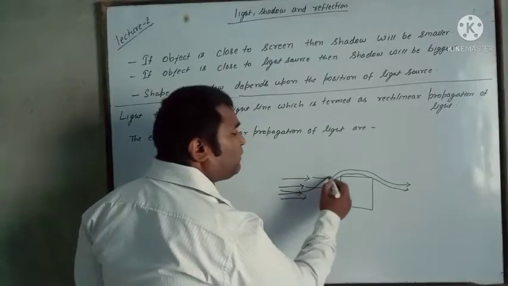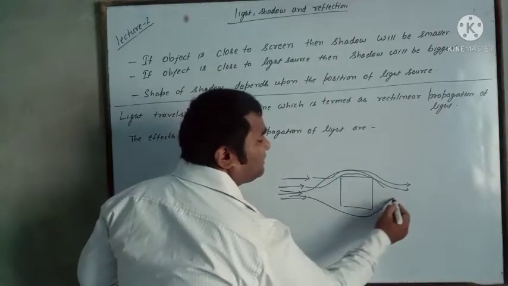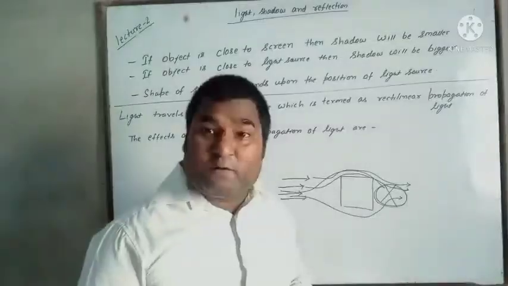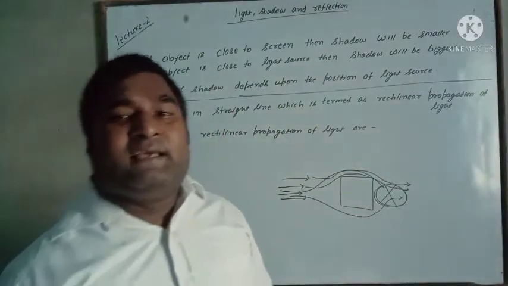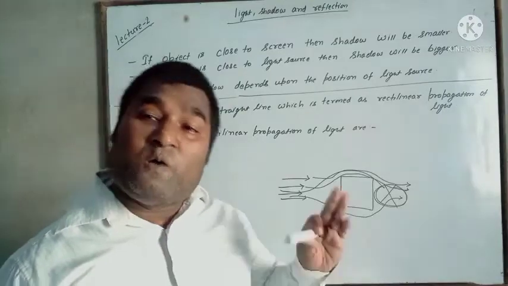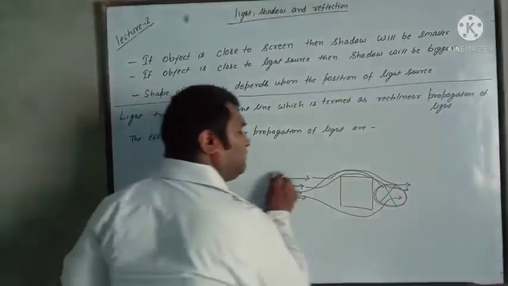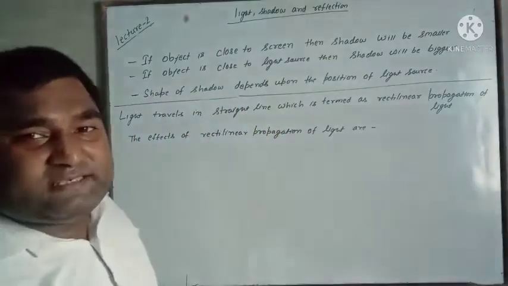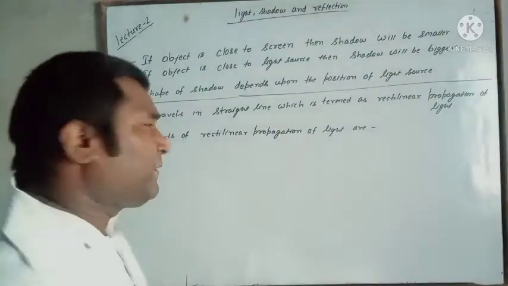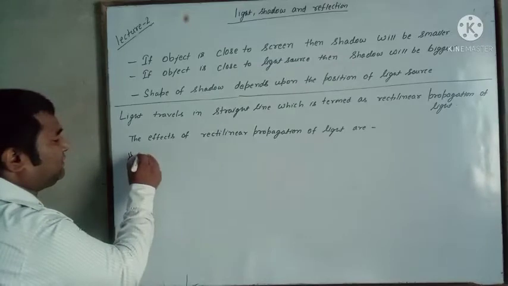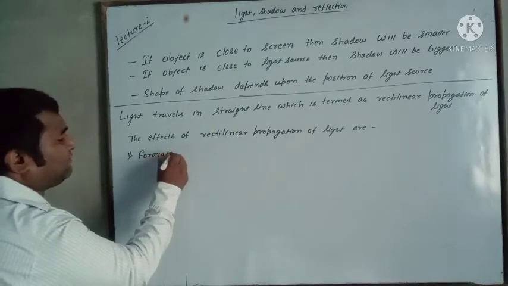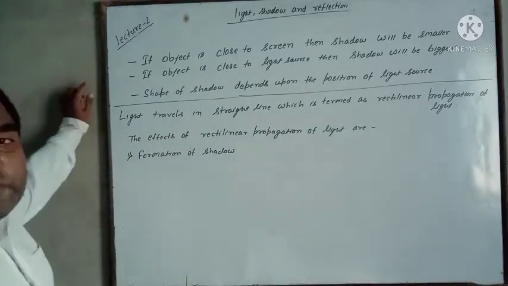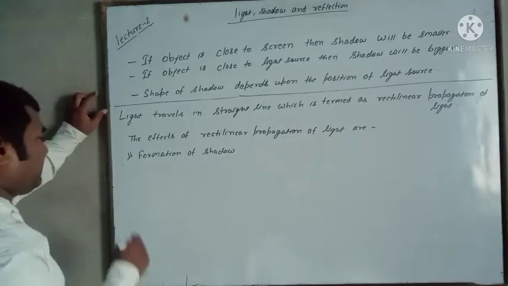If light passed by the side or went around from here, then a shadow would not form here. But as we know, a shadow does form, so why does this happen? It is because light always travels in a straight line. So this property, rectilinear propagation of light, is responsible for the formation of shadow. So the first point is formation of shadow. Shadow is formed due to rectilinear propagation of light.